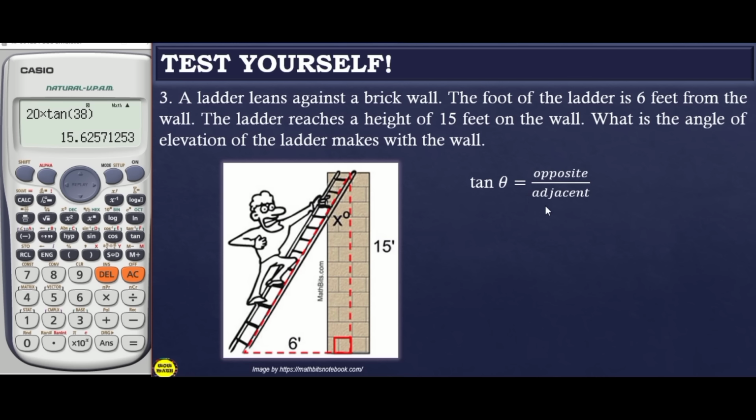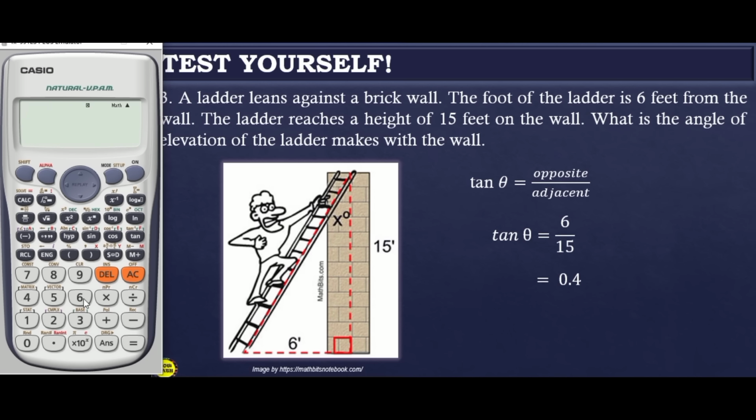Now, angle ang hinahanap natin. So, we have, substitute muna natin yung ating given. Your opposite is 6. Ito yung angle, opposite is 6. Adjacent is 15. So, 6 divided by 15, that is 0.4. Pakita ko. So, 6 divided by 15, that is 0.4. Okay. So, now, nakuha na natin yung tangent theta. Theta po kasi unknown, hindi natin alam. Ito yung pinapahanap sa atin. So, we have tangent theta equals 0.4.